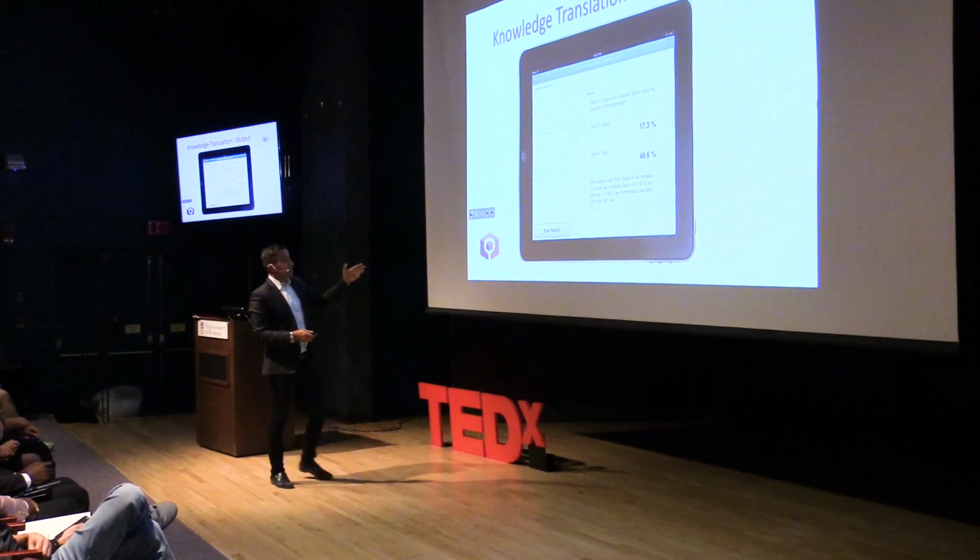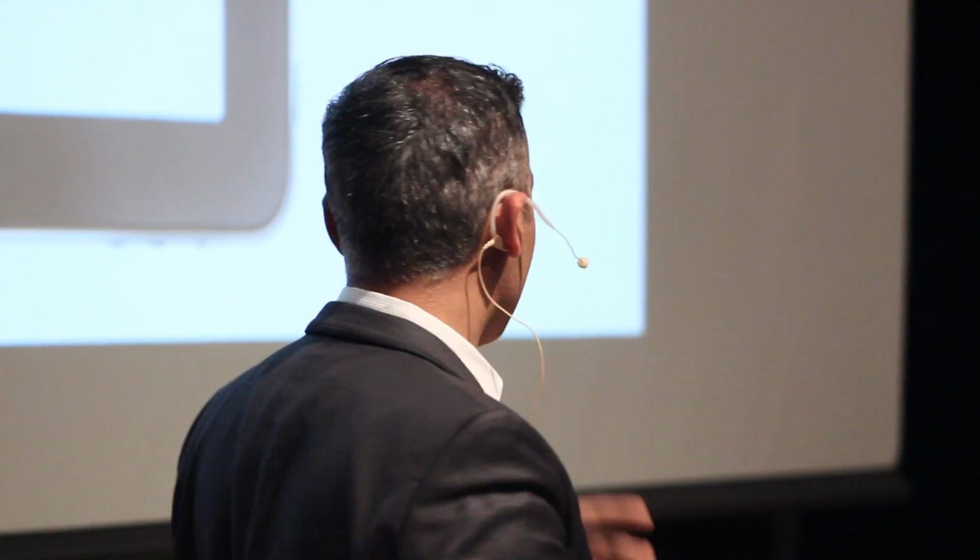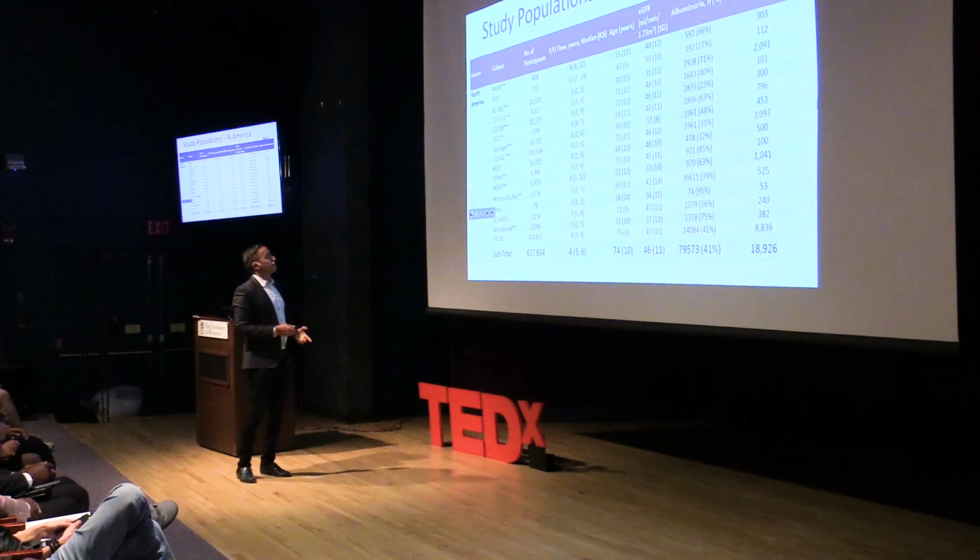This is what it looks like. So if you're a doctor, you have your iPad, your telephone, you go on the app, and you can figure out the patient's risk in 2 years and in 5 years. So doctors all over the world use this. We track their usage because we made these apps, we made these websites. So we're able to follow exactly what's going on. We're able to refine our aids. We're able to study the patterns of usage.